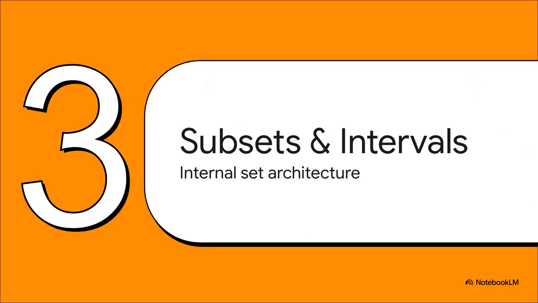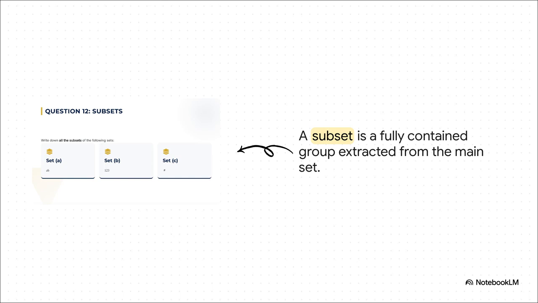All right, let's dive into part 3, subsets, powers, and intervals. So a subset is exactly what it sounds like. It's simply a smaller, fully contained group that's been extracted directly from your main set's population. It's like little boxes inside a larger box.